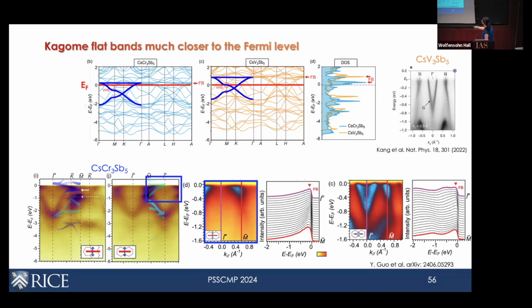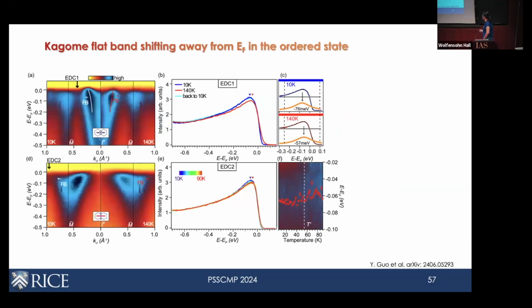And that's because of the hybridization of this electron band with the flat band. In contrast, for the vanadium case, because this is much higher, you don't see anything here. And so this is another evidence that the flat band is actually observable at the Fermi level.